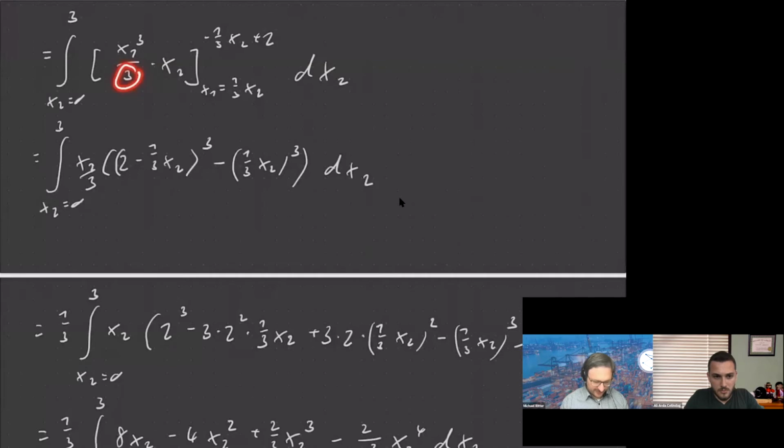I'm taking out this 1 over 3 here, and I'm also taking out this x2. Let me mark that again. So this is constant as far as x1 is concerned, so I'm taking out this constant before I insert the limits, right? So I'm only having x1 to the third left, and then the limit is this one. So that's this limit to the third minus the lower limit, this one to the third. So maybe this taking out x2 over 3 was a little quick.